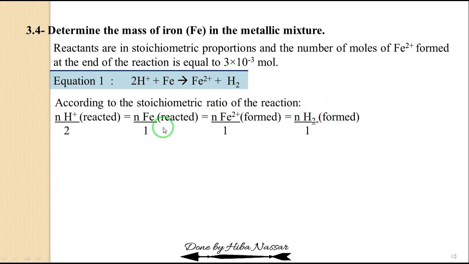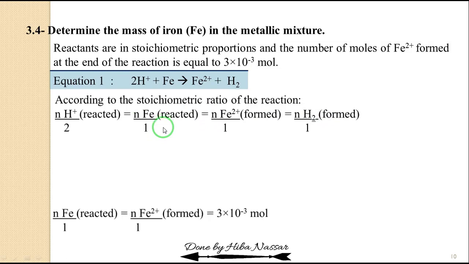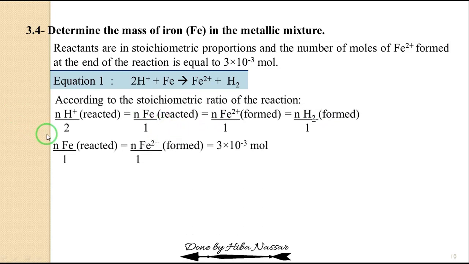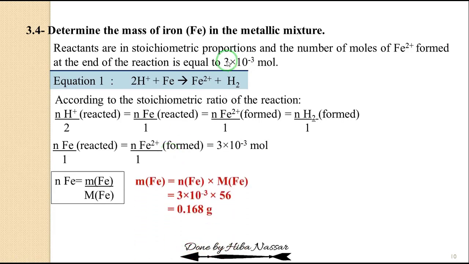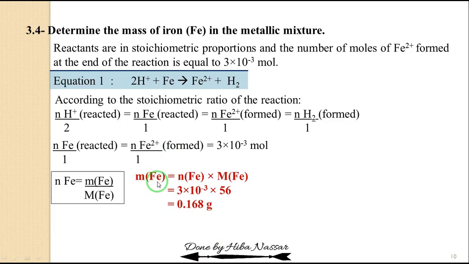So from these stoichiometric ratios, we just took the ratio for iron Fe and the ratio for its ion Fe2+. So the number of moles of Fe reacted over 1 equals the number of moles of Fe2+ formed over 1. It's equal to the given information here, 3 times 10 to the power minus 3 mole. So here you have the number of moles of iron which reacted. We can say that it equals mass over molar mass. So directly you can deduce that the mass of iron is equal to 0.168 gram.